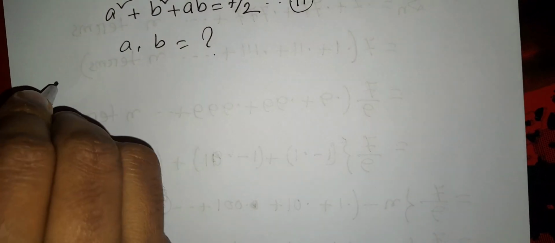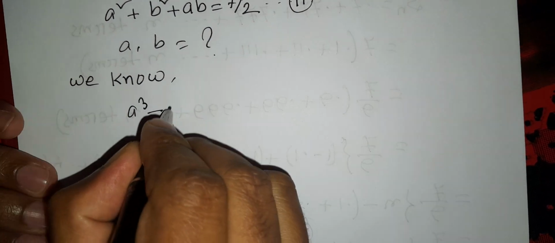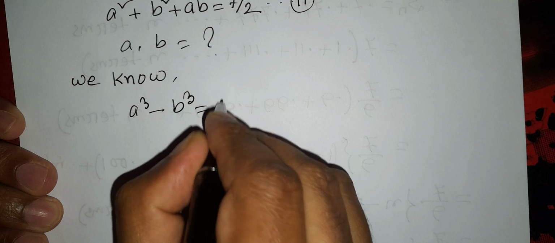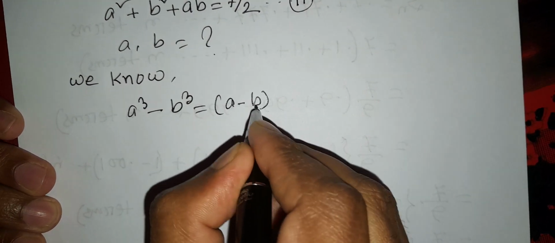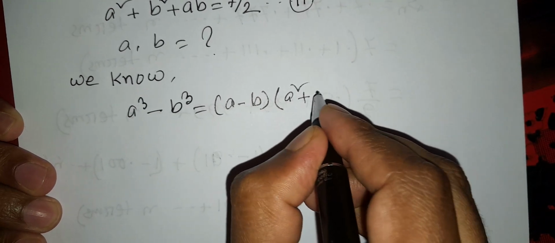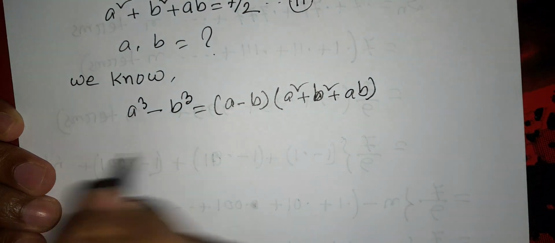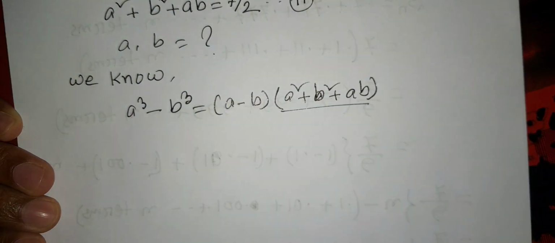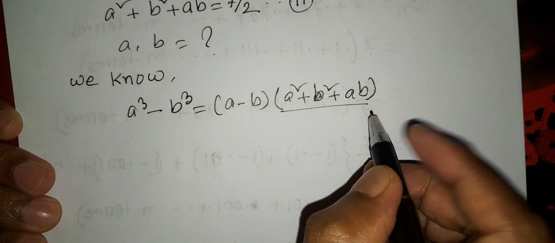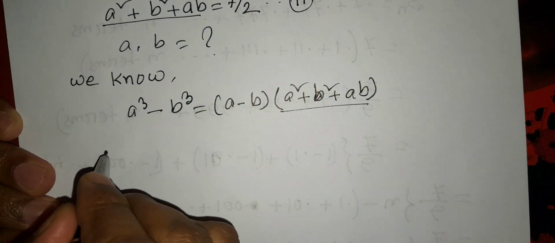We know the fundamental equation: a cube minus b cube equals a minus b into a square plus b square plus ab. Okay, now we use a square plus b square plus ab, as in equation number 2.